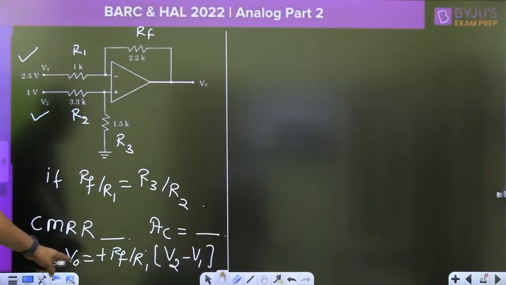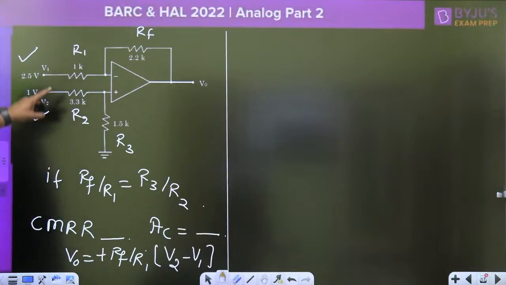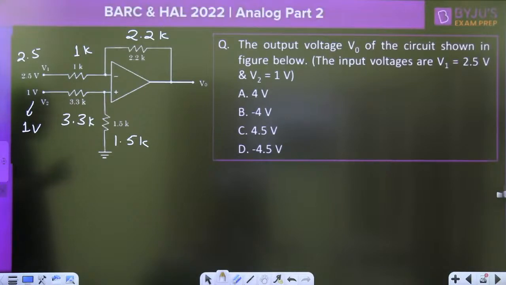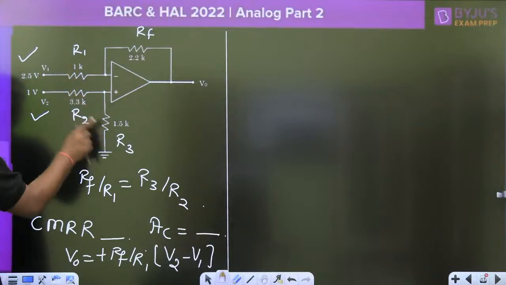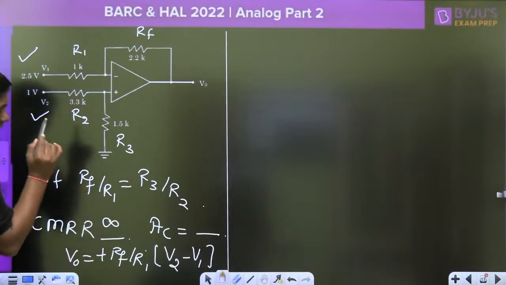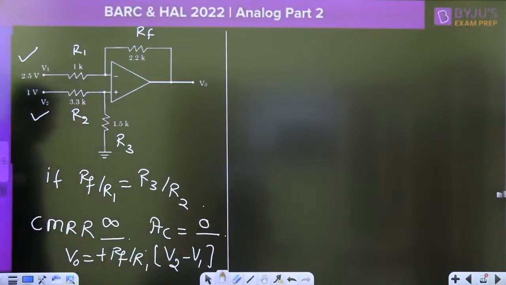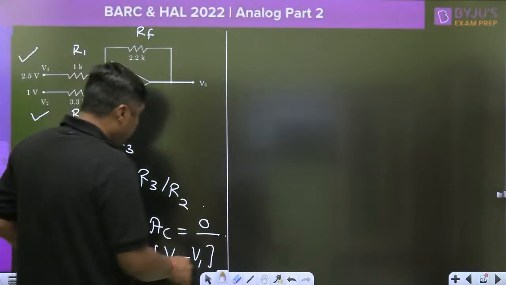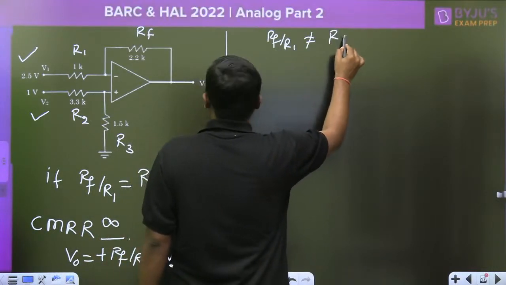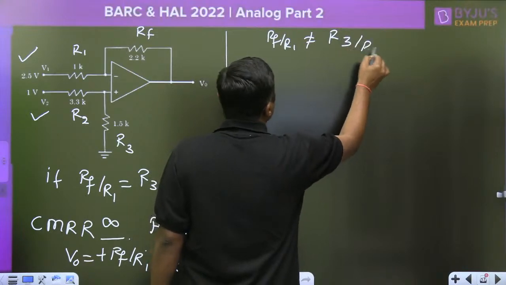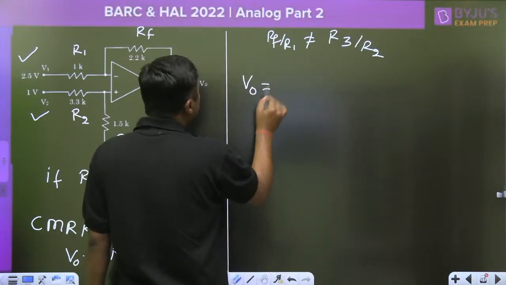Watch this. V naught is equal to Rf by R1 times V2 minus V1. In this case, the answer is D, minus 4.5. Second, if this condition is satisfied, Rf by R1 is equal to R3 by R2, then CMRR will become infinite and AC will become 0. Third, if Rf by R1 is not equal to R3 by R2, then directly write the superposition theorem.